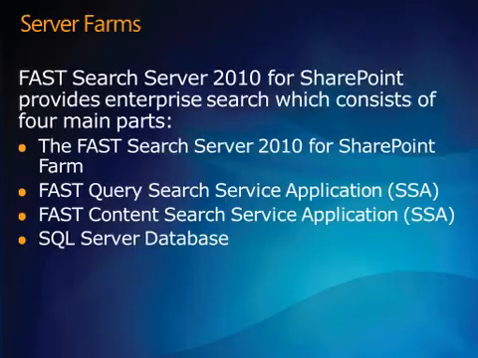The Fast Content Search Service Application is a search service application in a SharePoint server farm that enables retrieving of content for indexing from content repositories. This SSA represents the default indexing connector for your Fast Search Server 2010 for SharePoint deployment.